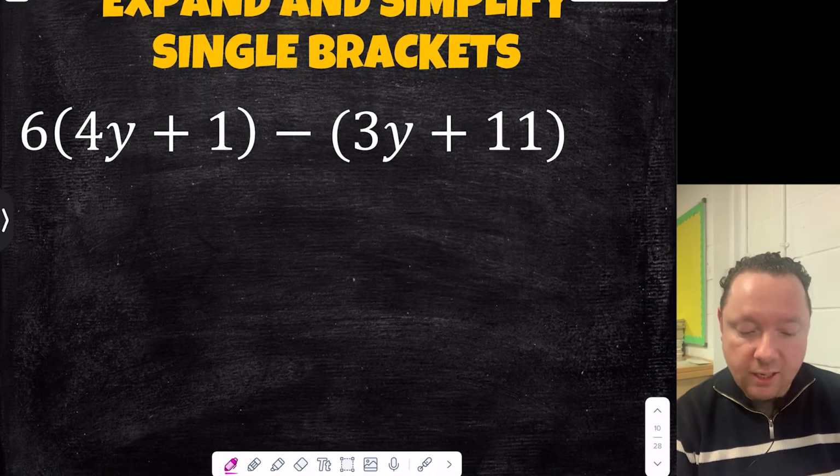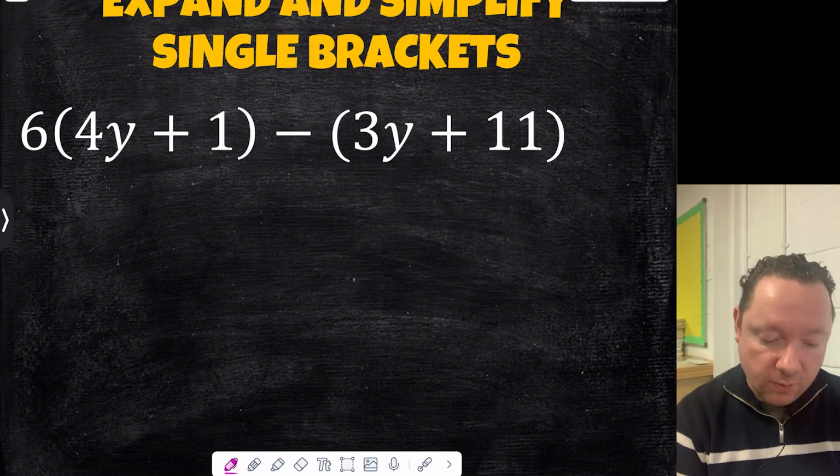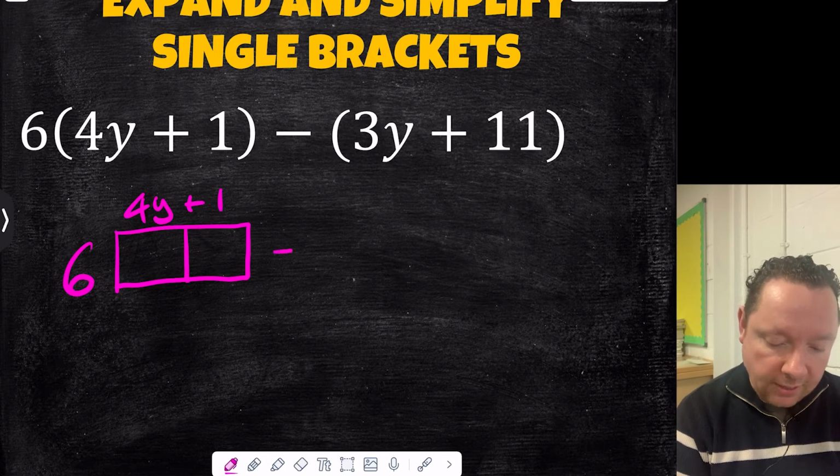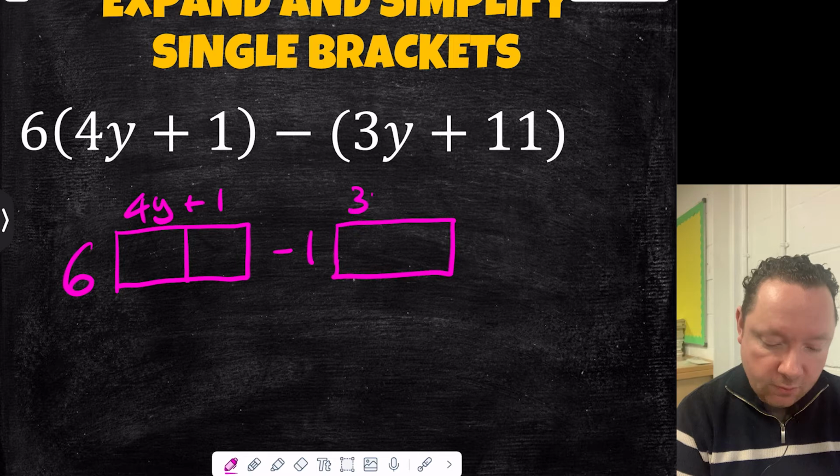Let's look at another example like that for expanding and simplifying single brackets. 6, 4y plus 1. Split it. Minus, well, there's no number there, so I write 1. Watch out for that. 3y plus 11, because they do try and trick us.